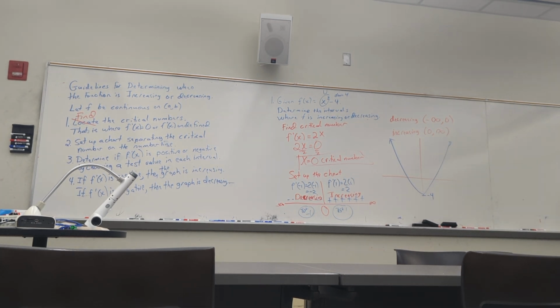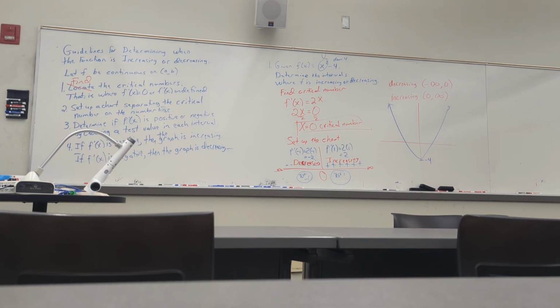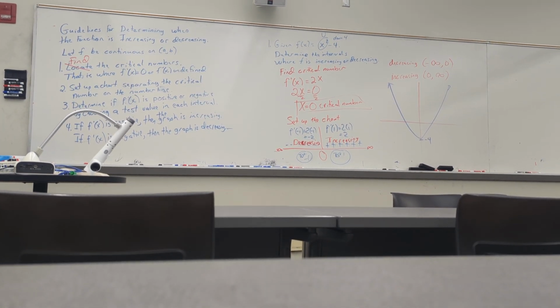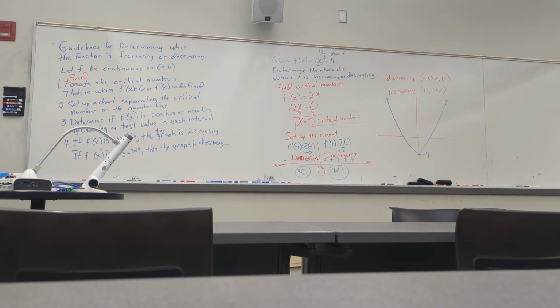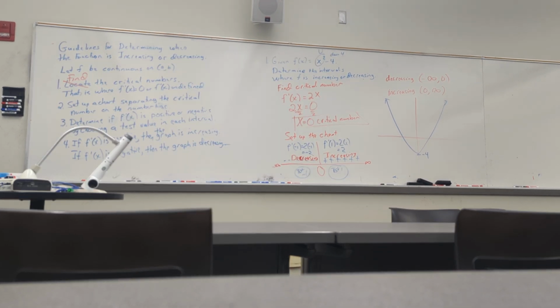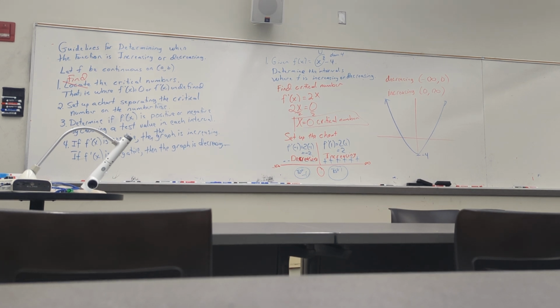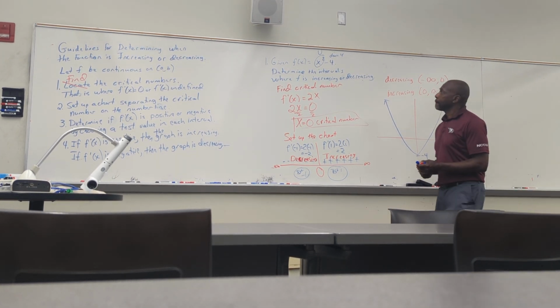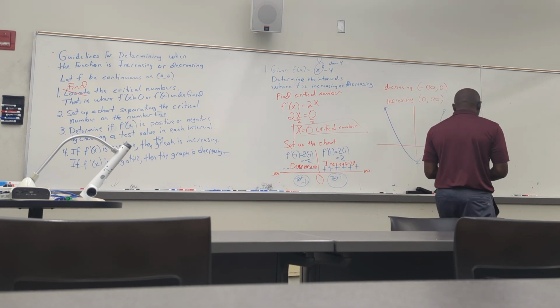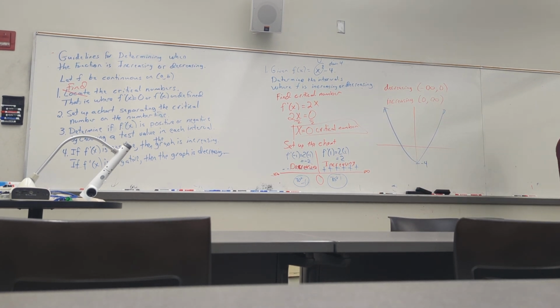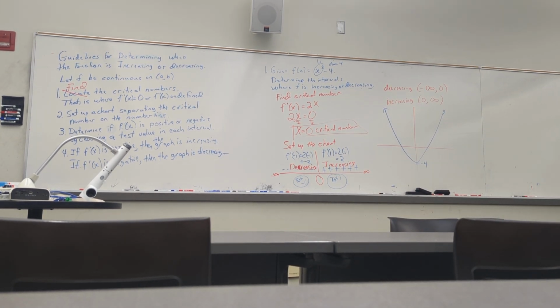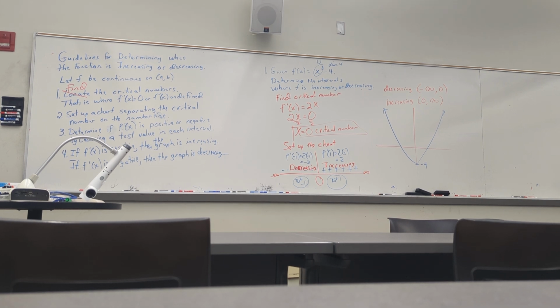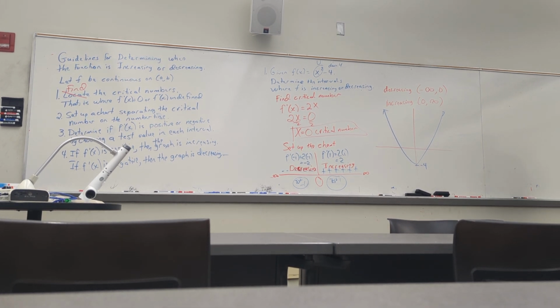So therefore, if I want to know if the graph is increasing or decreasing, I should just take the first derivative and put a number in. If it's positive, it means the graph is going up. If it's negative, it means the graph is going where? Down. We all good with that? It doesn't matter what the function is.